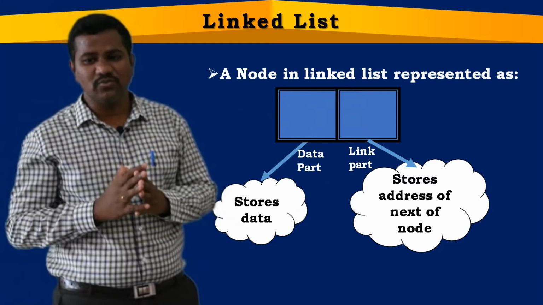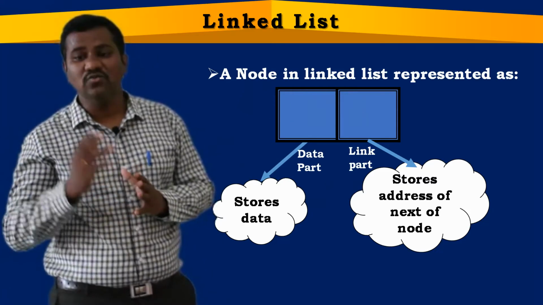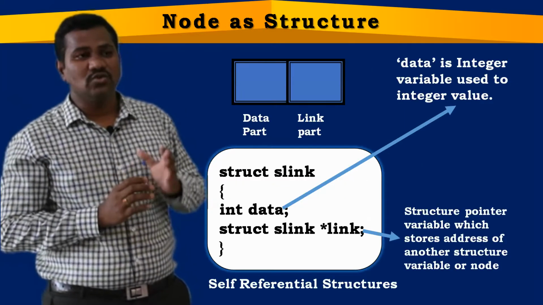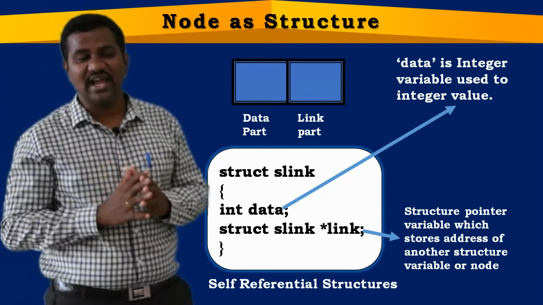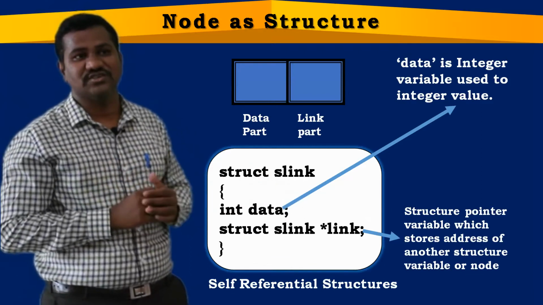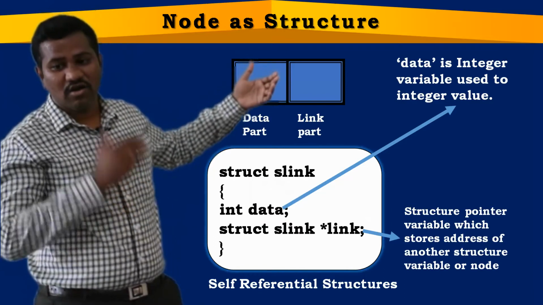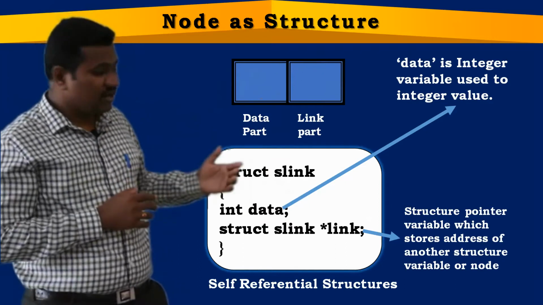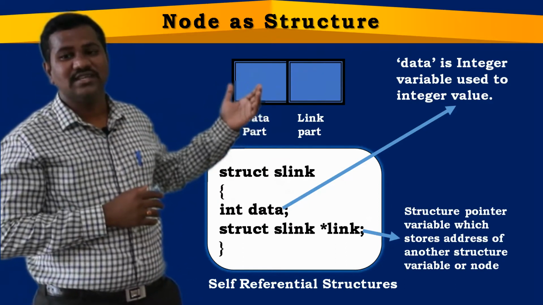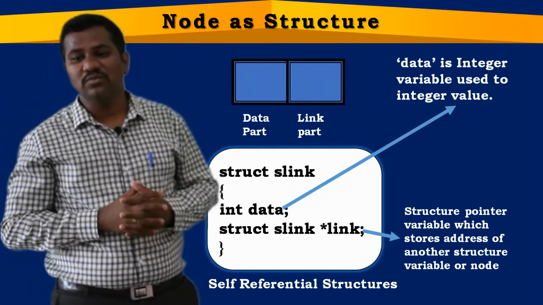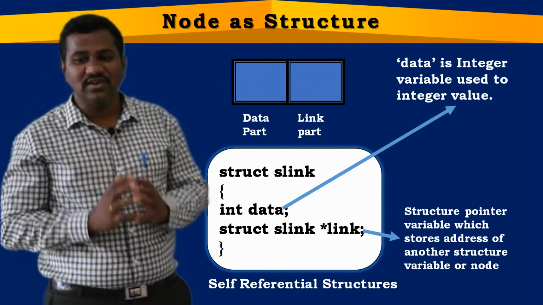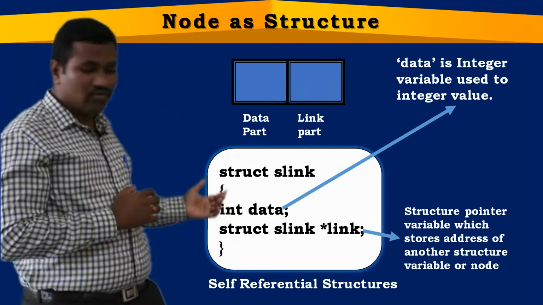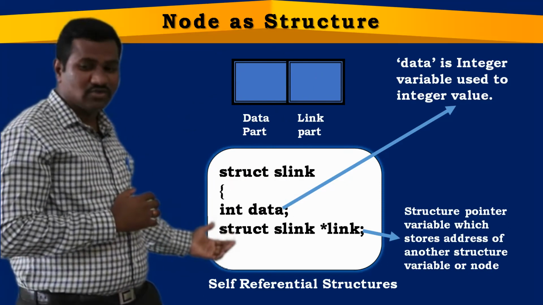Now the question arises: how can we represent this node in a program? In C language, a node can be represented with the help of a structure. Here, the block of memory consists of two things: the data part and the link part. The data part I'm considering as one variable, and the link part as one pointer variable. These two things I'm taking in one structure, and the name of the structure is slink. Inside this slink structure, I'm taking two variables: one is the data part, the other is the pointer.